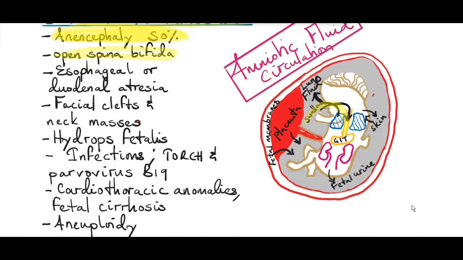In open spina bifida as well, there's exposed meninges, so there's transudation of fluid from the exposed meninges. In esophageal or duodenal atresia, this is where there's absence of an esophagus or a duodenum. So this causes prevention of swallowing. Facial clefts and neck masses as well interfere with swallowing.